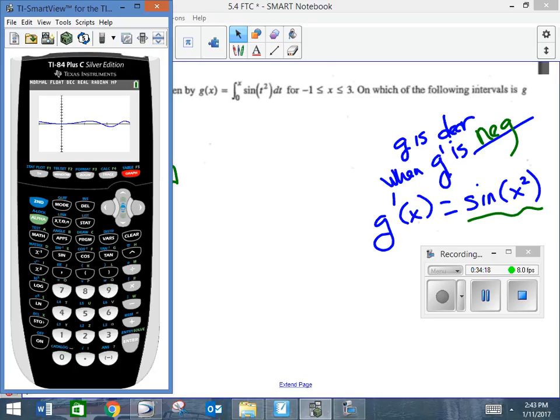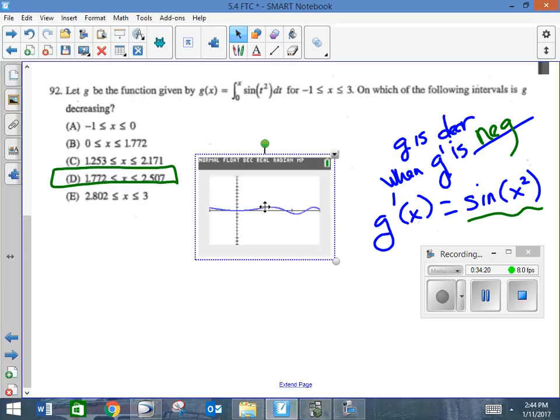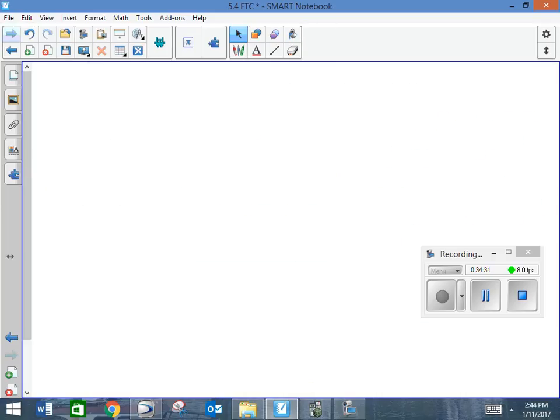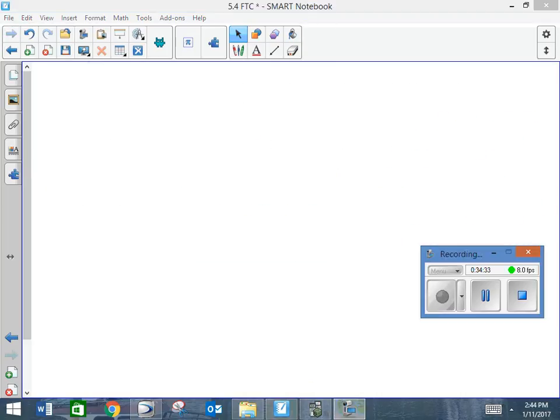Okay. So again, what are we looking for? Decreasing. G prime is negative. So you're talking about this little guy right here? Yep. Okay. Awesome. Good job. All right, I'm done. You are so smart.